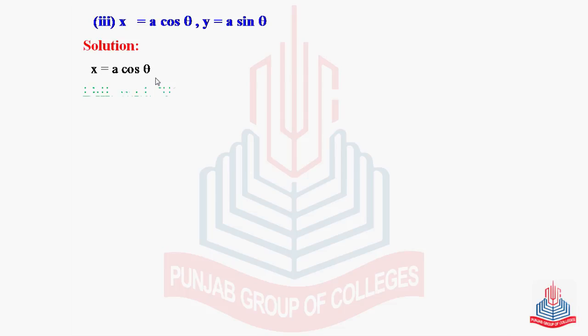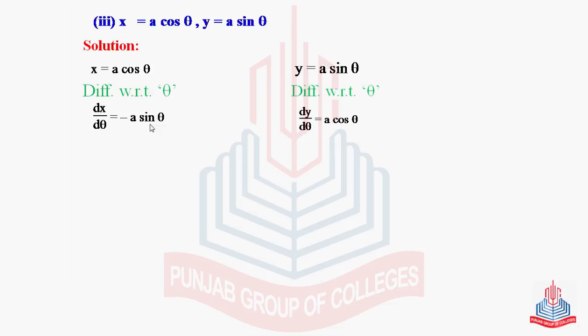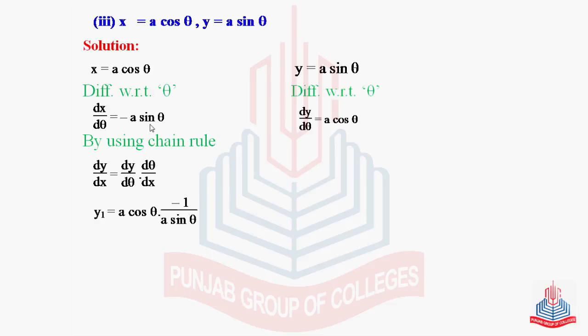Now differentiate with respect to theta, so that will become dx by d theta is equal to, the derivative of cos theta is sin theta with minus sign, so minus a sin theta is the derivative of a cos theta. And as y is equal to a sin theta, again differentiating with respect to theta, we have dy by d theta is equal to a cos theta. By using our chain rule, dy by dx is equal to dy by d theta into d theta by dx.